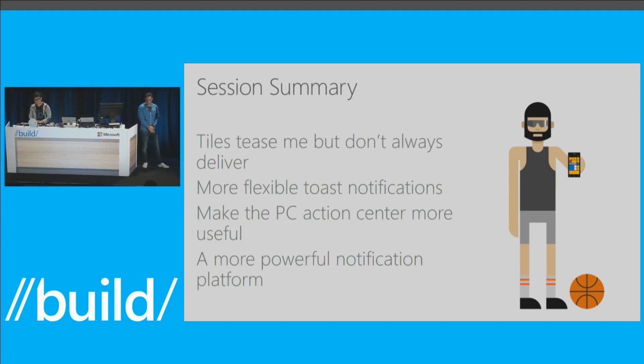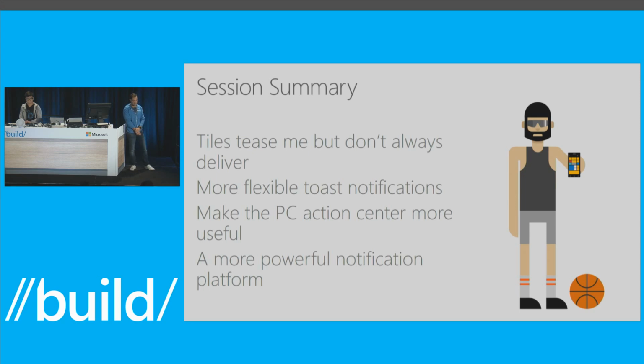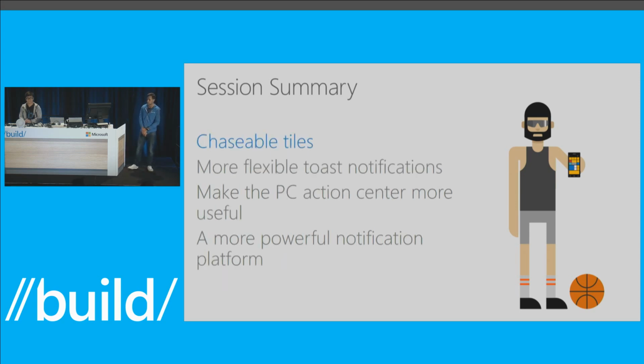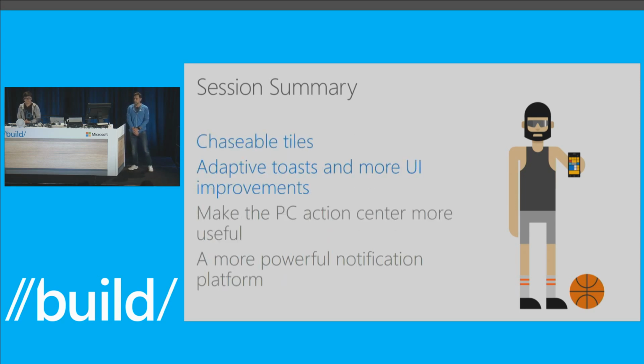So I want to close up and maybe open the floor to some questions. Some key takeaways. We're pretty happy with this release. We know tile chaseability was a big request, and we're very happy to deliver that. Toast having everything that tiles have is a big win. They can get super flexible, including some additional stuff like hero images. Making the PC Action Center more useful was really about the Cloud Action Center that we announced yesterday.